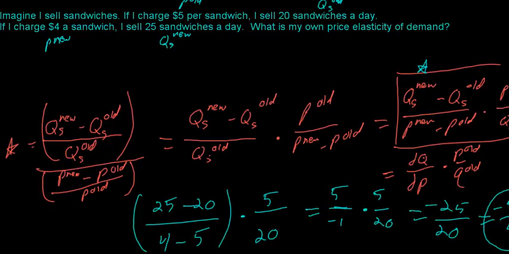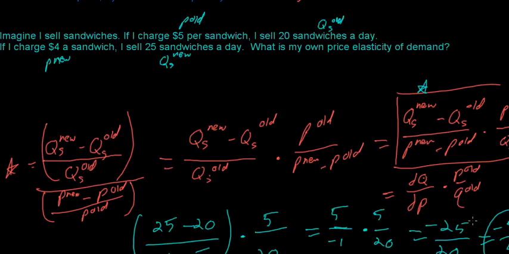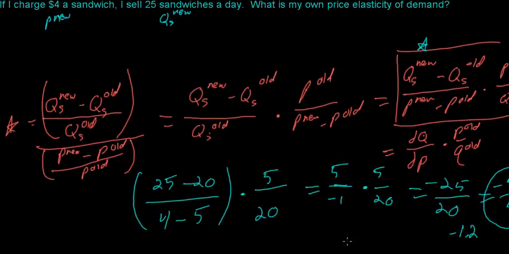So that says that if I increase price by 1%, I will decrease quantity by 1.2%, because this is really negative 1.2. Let me say that one more time. If I increase price by 1%, I decrease quantity by 1.2%. Or another way of writing this is I could say that I change quantity by negative 1.2%. I decrease quantity by 1.2% because this was negative.